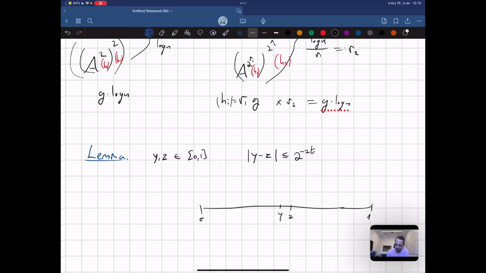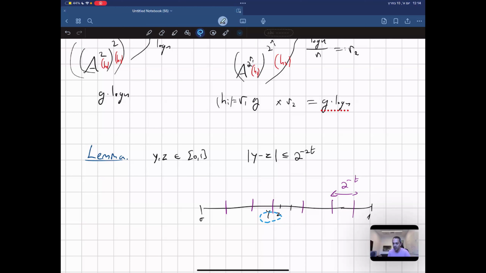And now what you're going to do is look at partitions of size 2 to the minus t, so significantly larger, 2 to the minus t of the 0, 1 interval. And what you're going to do is move these two numbers, y and z, in multiples of 2 to the minus t. And the game is that you don't want that to happen.